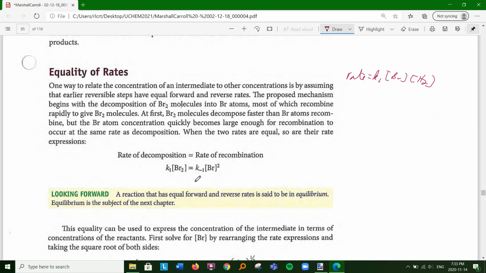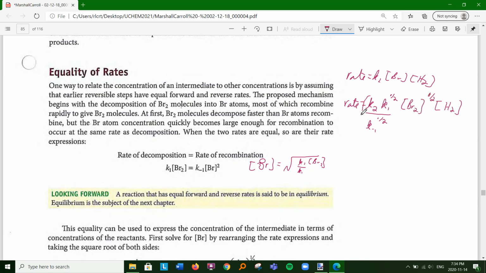So what I'm going to do now is solve for Br. So Br is the square root of K1 over K minus 1, and I also got a Br2 in there. Okay, because I can't measure Br, it's an intermediate, but Br2 I can measure, so then I can write it as rate equals K2, then I got an H2 at the end here, and my Br I now substitute in. The book wants to use exponents here, so K1 to the 1/2 over K minus 1 to the 1/2, all times Br2 to the 1/2.